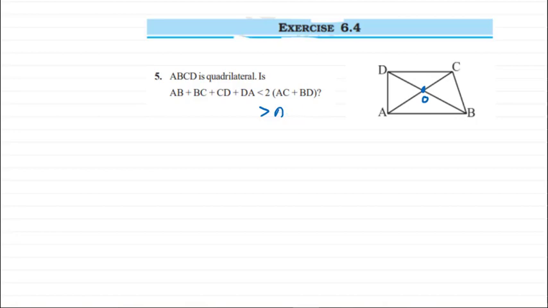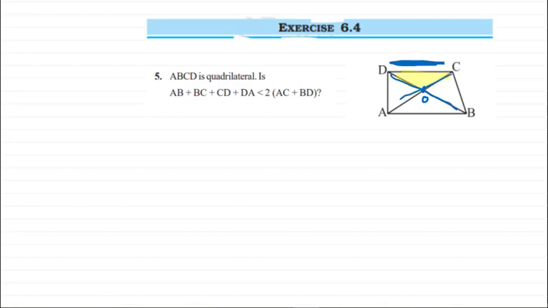Okay, so in this question we will choose different triangles. So here I am taking this triangle. Okay, now let's see what you have to prove. So you have to prove that the sum of the sides is less than the diagonals. Okay, so here all the sides we have to take, and it should be less than the diagonals. So this and this.